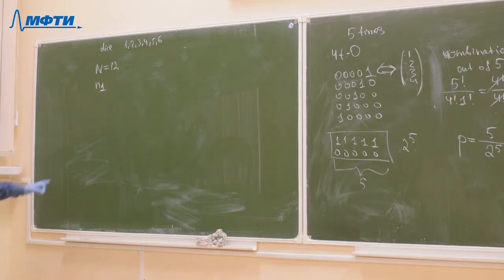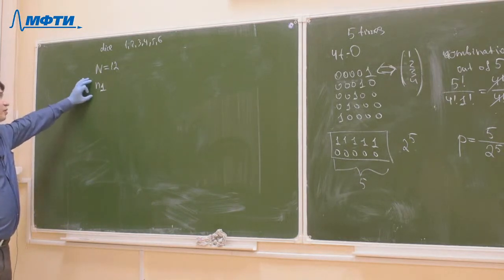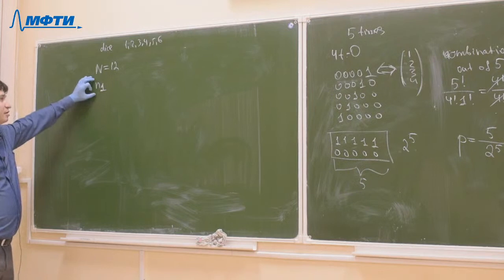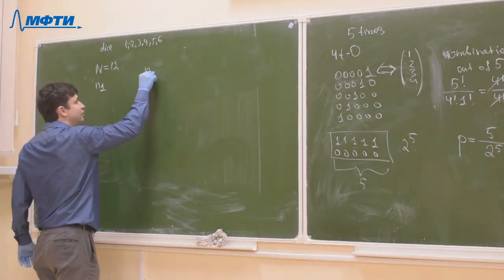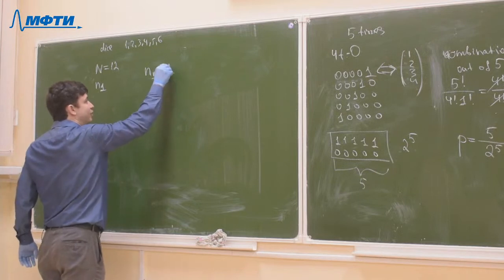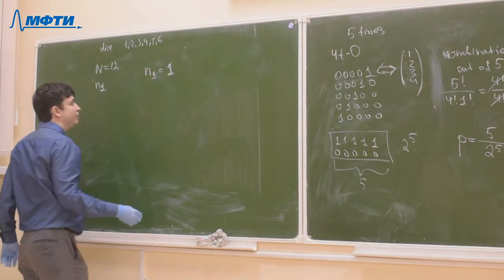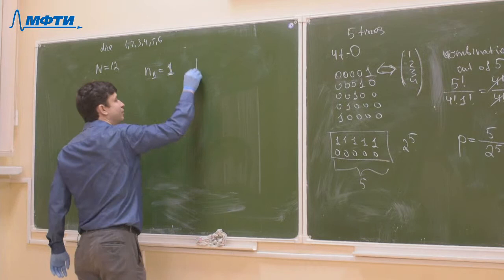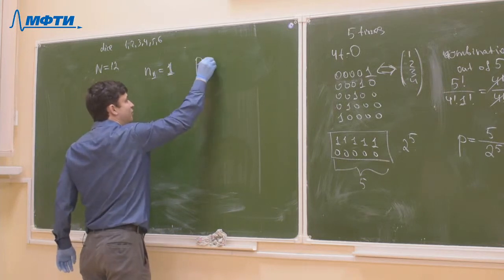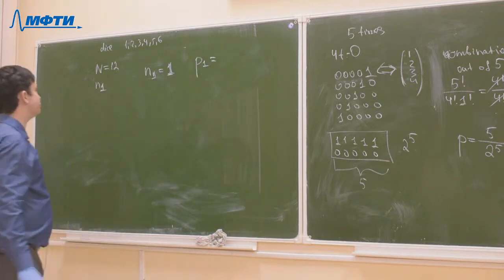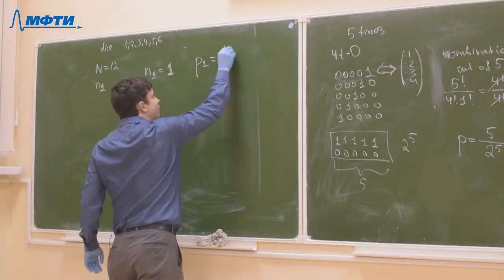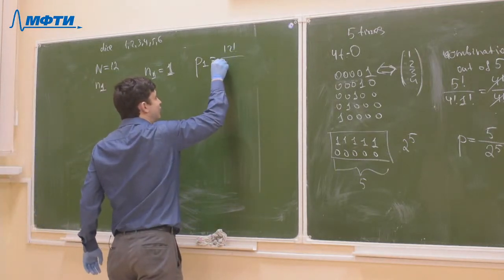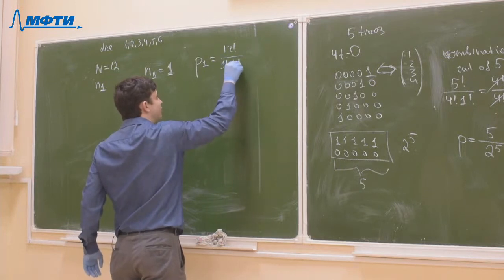So I can calculate the probability of each of these n1 values. Let's say that if n1 equals 1, then the probability p1 would be equal to 12 factorial over 1 factorial over 11 factorial.